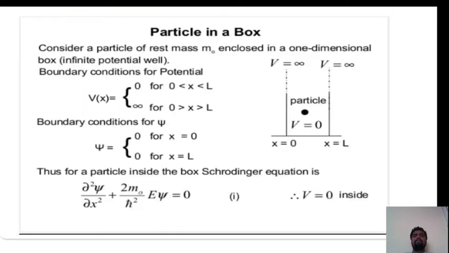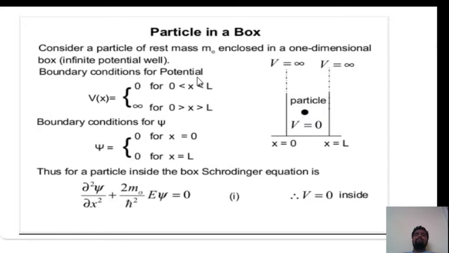So let us consider a particle of rest mass m0 enclosed in a one dimensional box of infinite potential well and length L. This particle shows to and fro motion along the x direction, and it also collides with the walls of the box so that the total energy of the particle remains constant.